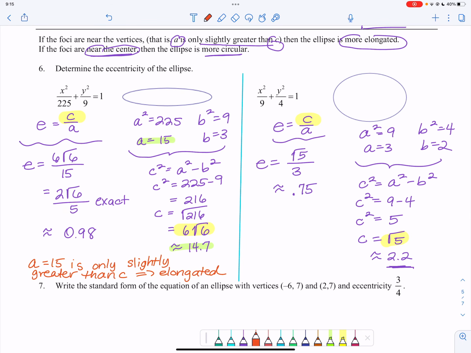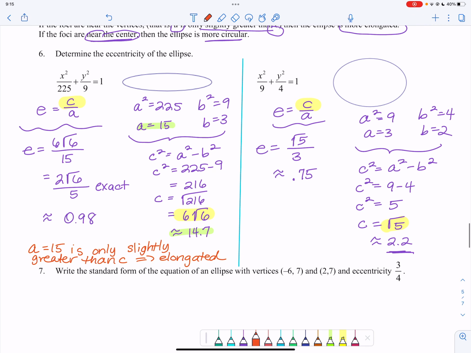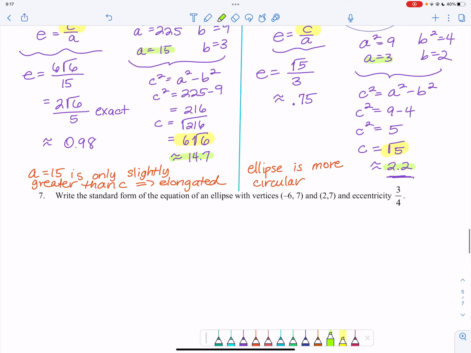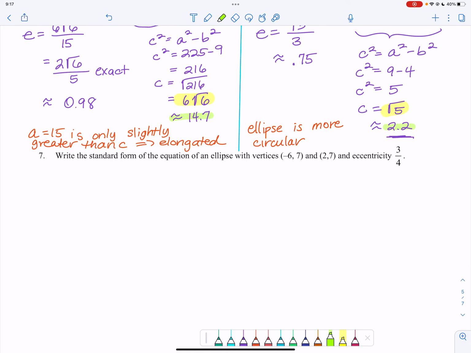We could write that down. We could say the ellipse is more circular, and that is since A and C are a little further apart. And you can see that here, A is 3 and C is 2.2. So those are a little bit further apart. Okay, now let's take a look at this next problem.